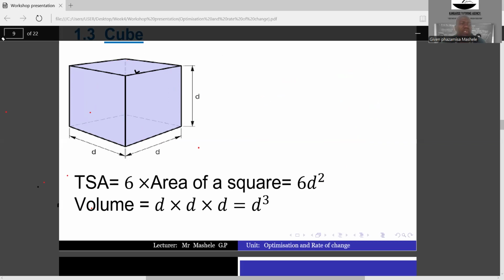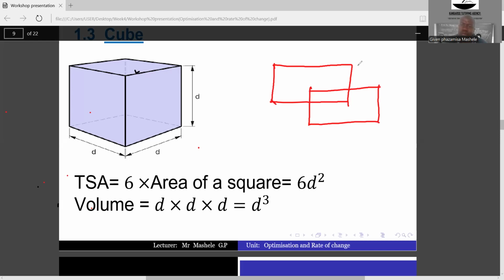For example, let's say we are given a box. It's just a box here, and this box has the following dimensions. From here to here, it's 8 centimeters, there it's 5 centimeters, and there it's 3 centimeters. And let's assume this box is closed.